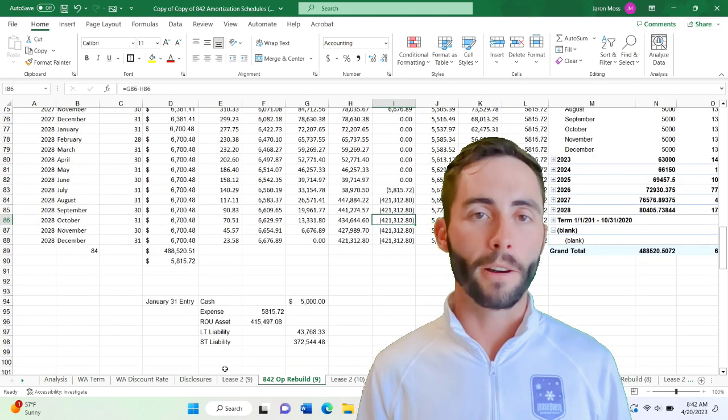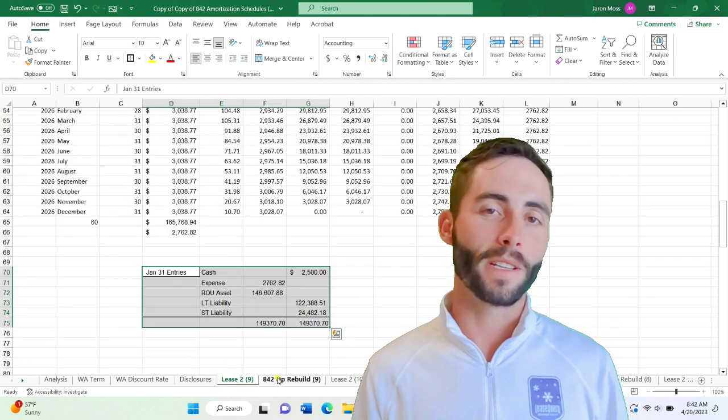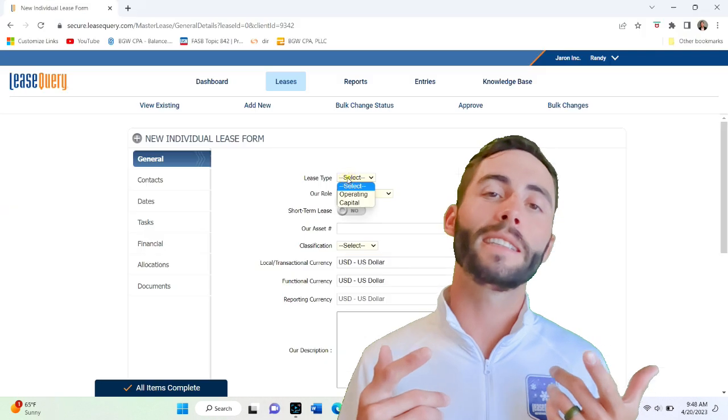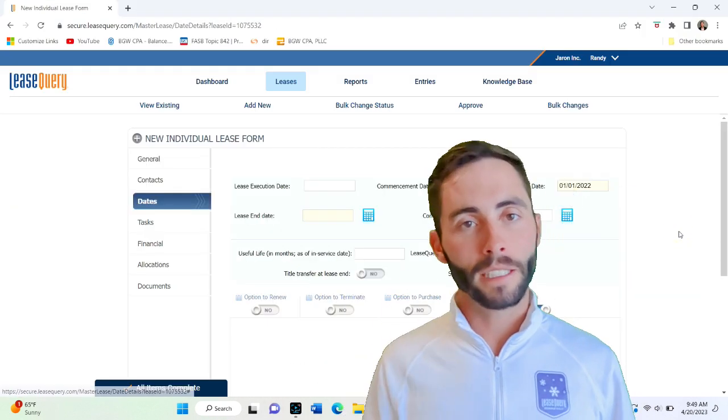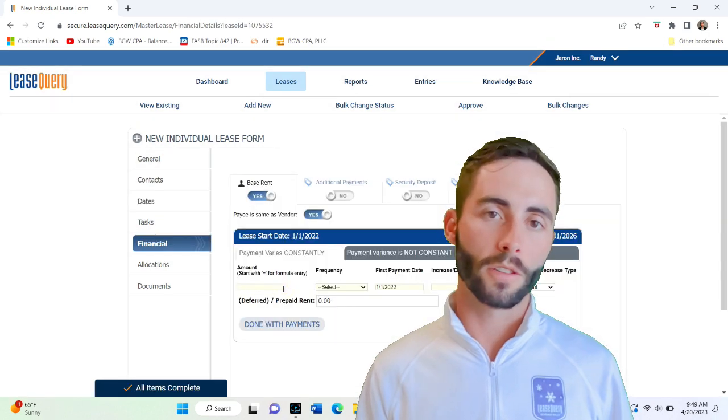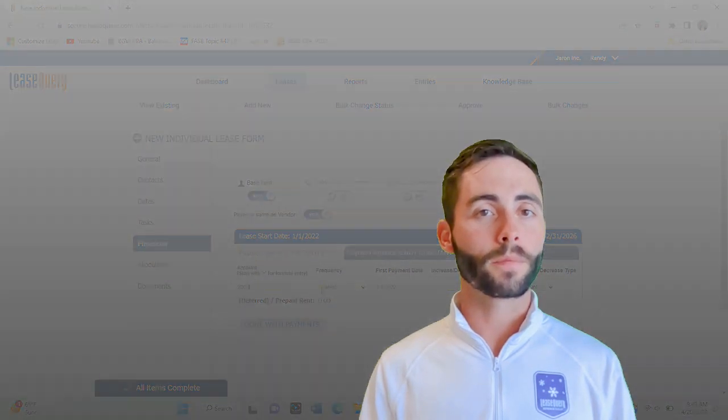Now, once I finished my Excel document, I decided to put the same information into LeaseQuery to compare the times that it took me. Now, I entered all 18 leases, I got the journal entries and disclosures. And this is what I learned.